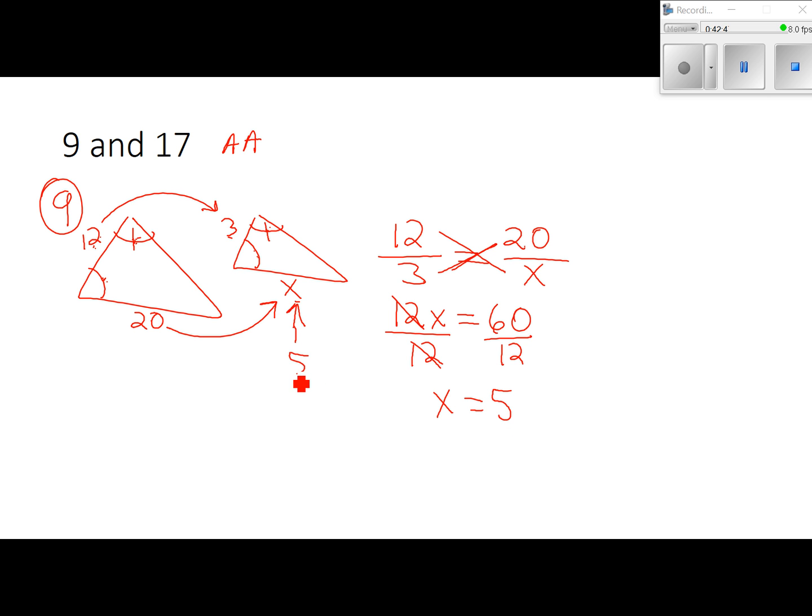So that tells us that the length of that side right there in that triangle is 5. And that's all you're going to be doing on these, is solving for that missing side. Setting up the proportions is the main thing. That's probably the hardest part.